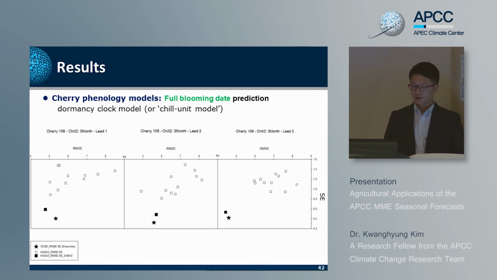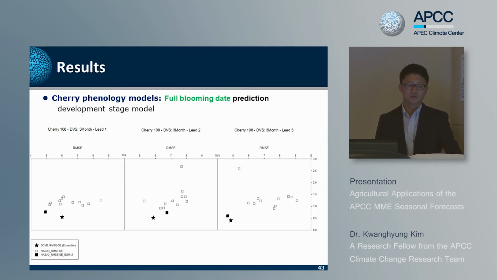We know if these symbols is towards left and bottom side, the applicability of the seasonal forecast and its downscaling method gets better score. Overall, from 1 month to 3 months lead time, the cherry blooming prediction doesn't look bad. But somewhat surprisingly, the blooming date was predicted the best in this 3 months lead time forecast. We also used the development stage model for the evaluation. Likewise, the result from APCC MME and NASA single model ensemble were better at the 3 months lead time period.